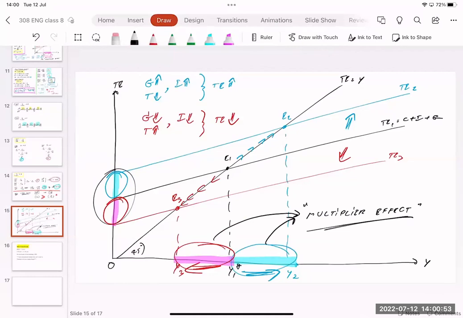So far so good. This is all we have. Okay, so today we are completely done with the Keynesian cross model.